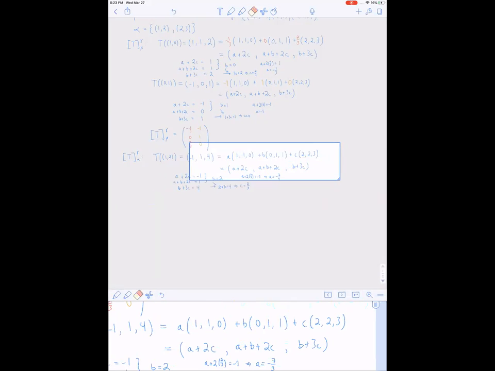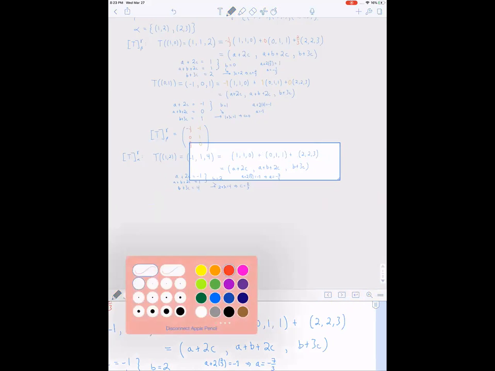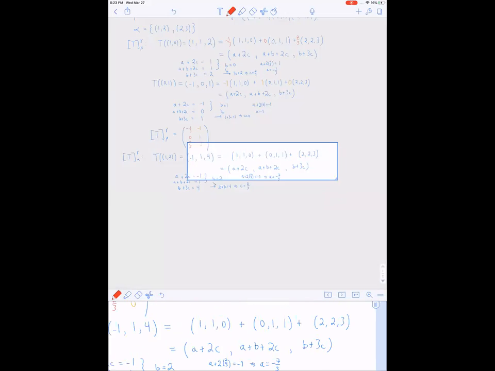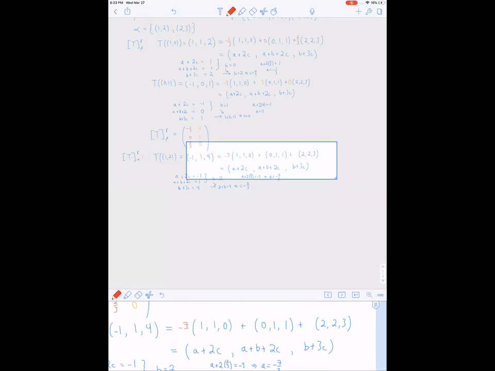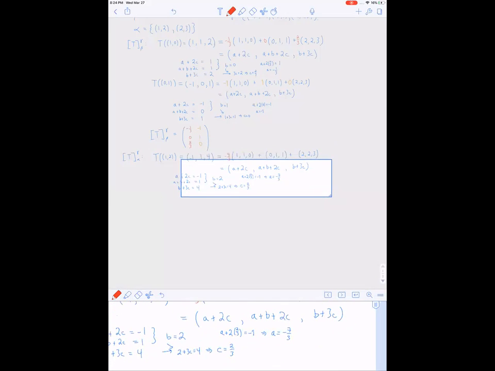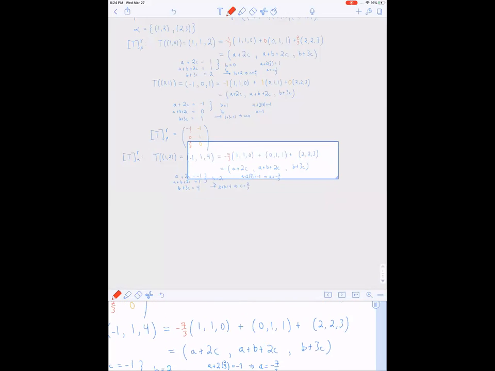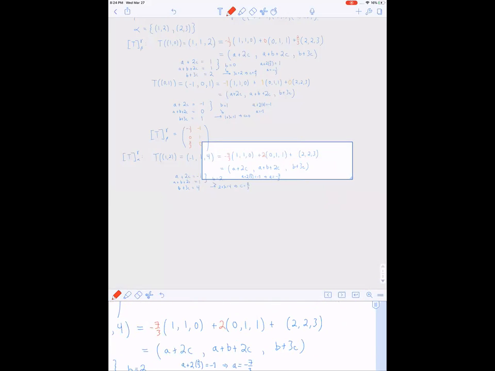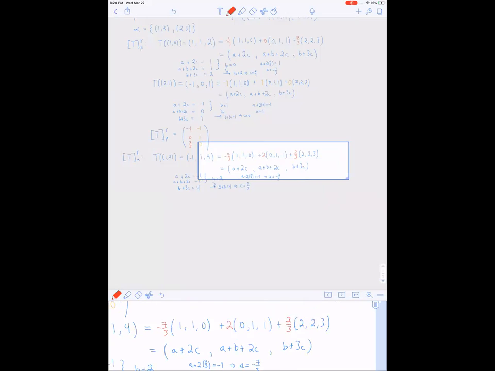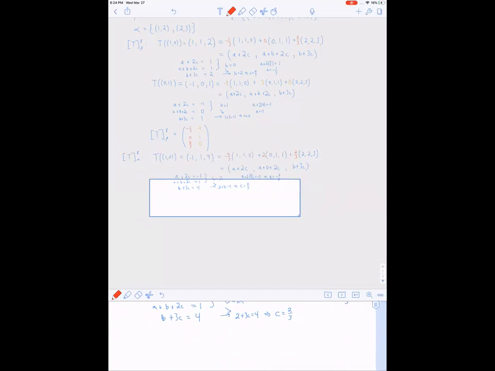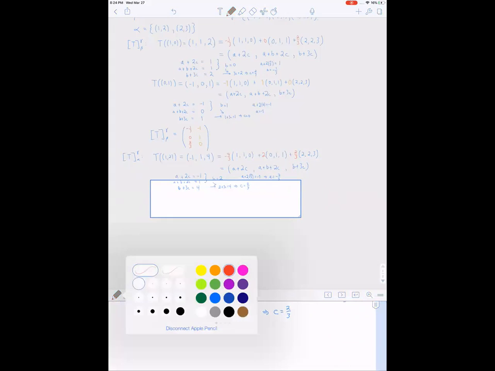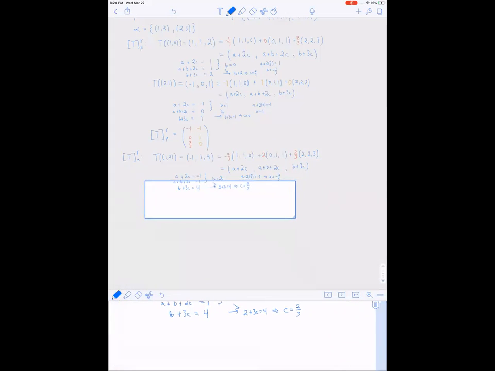So let's again go back and update these A, B, and C. A is negative 7/3, we said. B is 2. And C is 2/3. So those are going to be the first column. Those three numbers are going to make up the first column of this matrix, T with respect to alpha, then gamma. And finally, we will do one more calculation here.